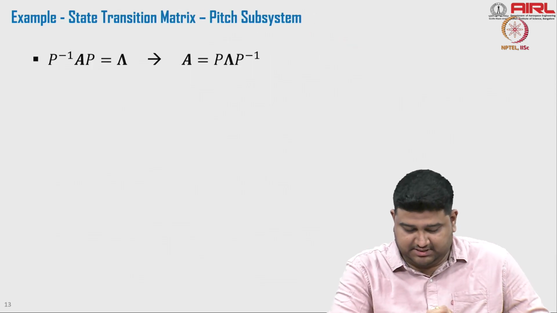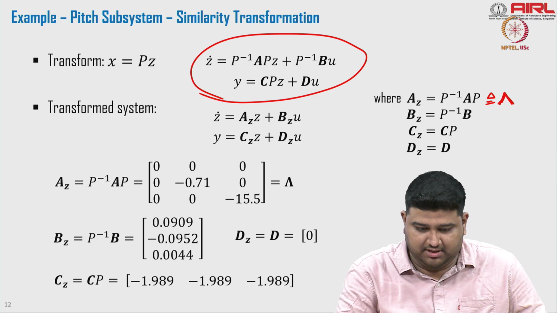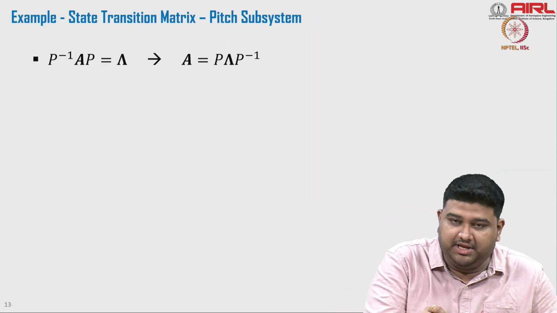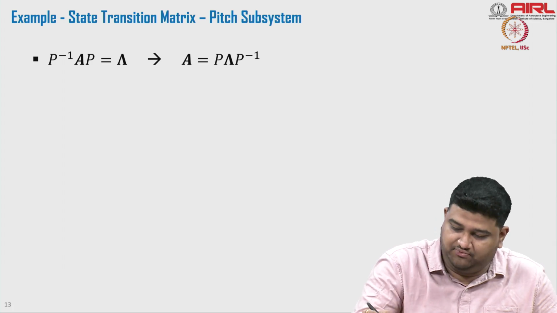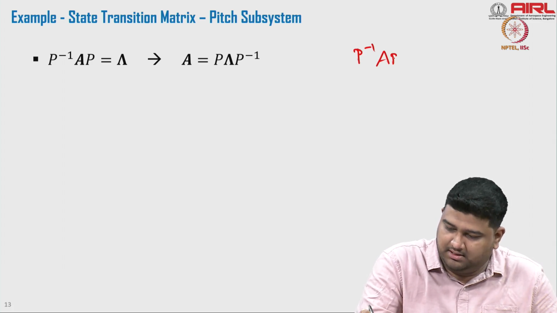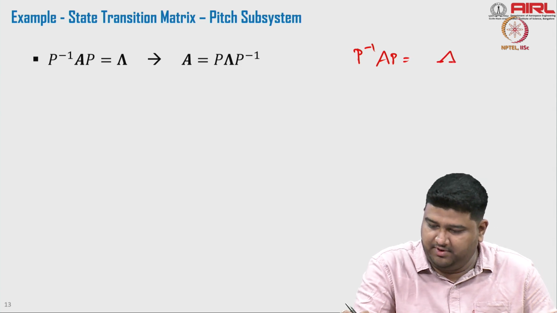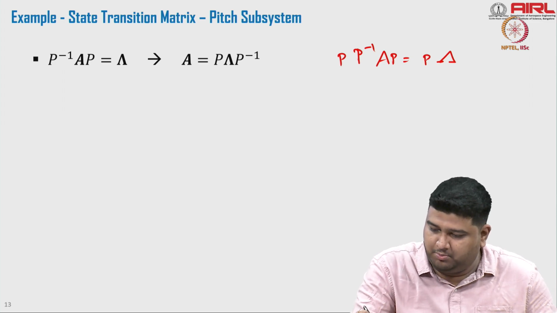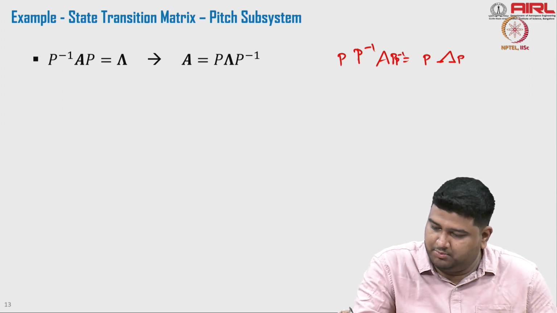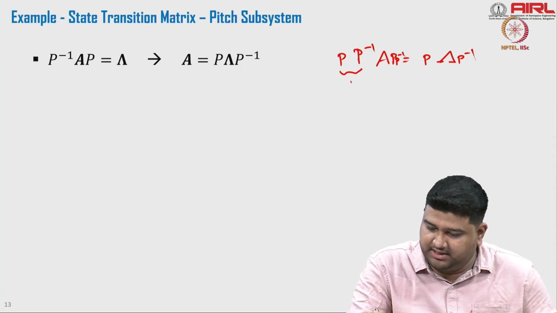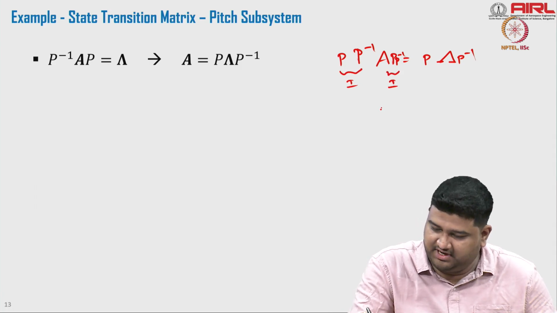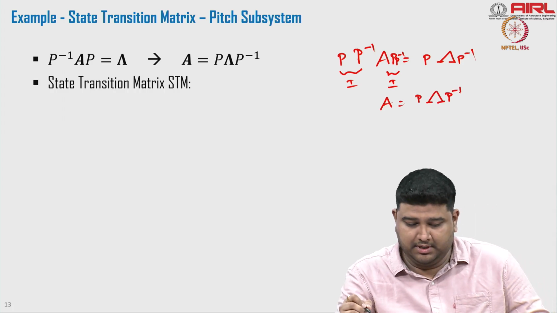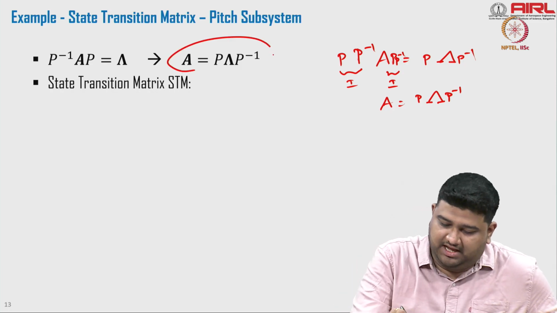Now let's talk about the state transition matrix. We found a similarity transformation here. How are we going to use this similarity transformation? Note that P inverse A P is capital lambda. So if we pre-multiply both sides by P and post-multiply by P inverse, this is identity, this is identity. So we will have A equals P lambda P inverse, and that's what we have here.